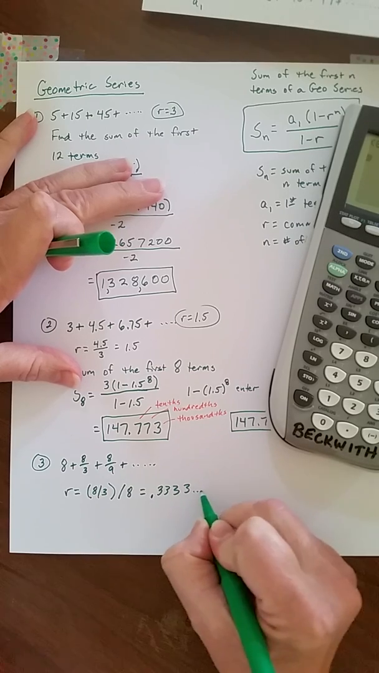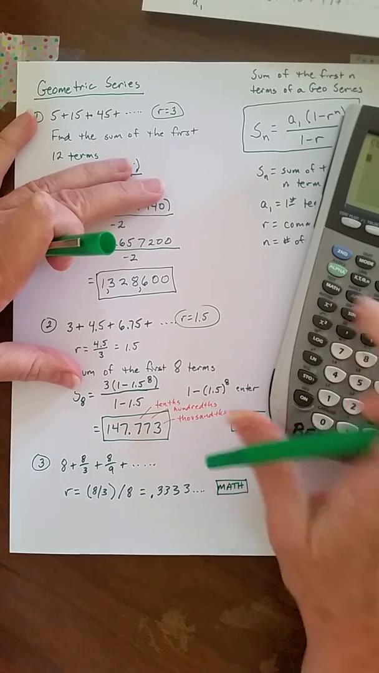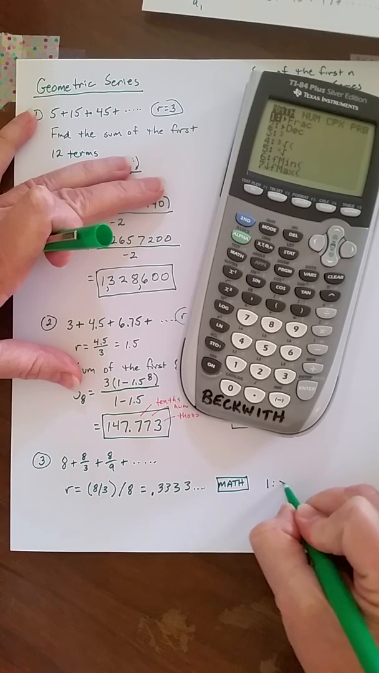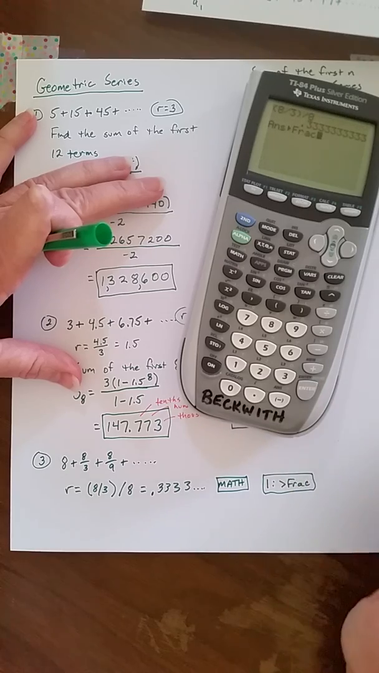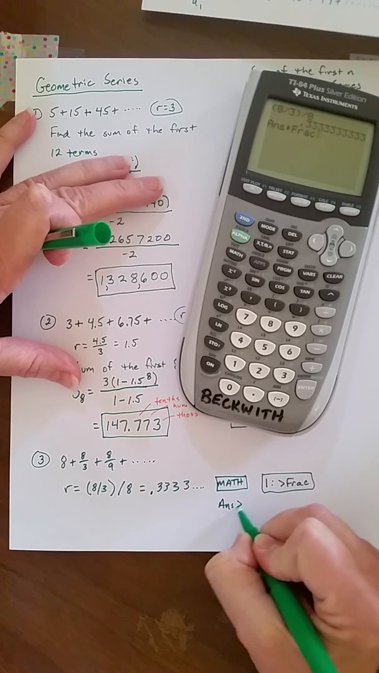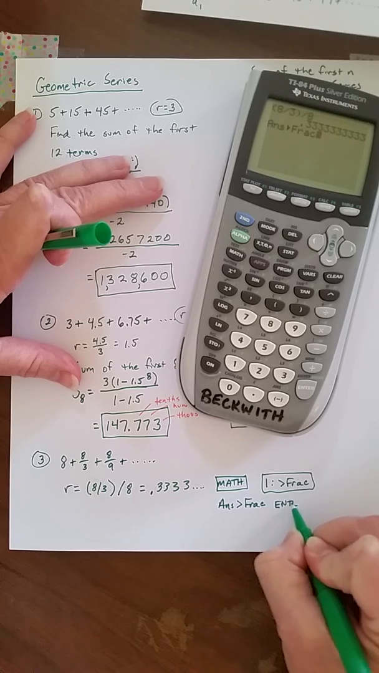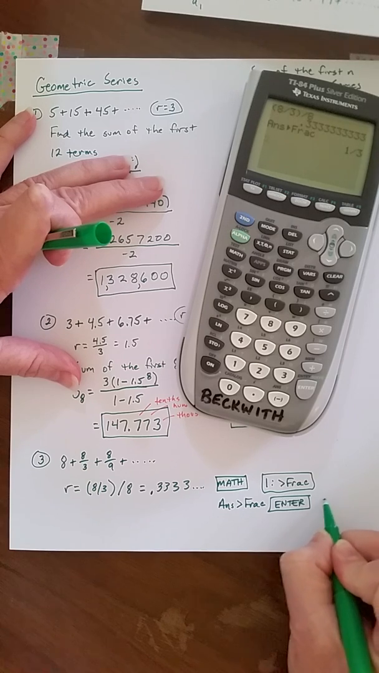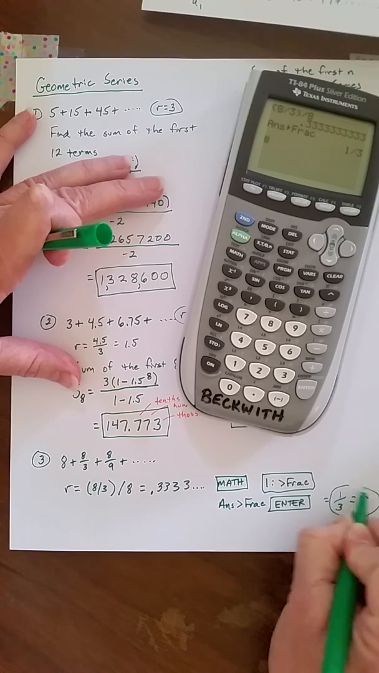What you want to do is hit the math key. Notice number 1 gives me the choice to put my answer as a fraction. Hit that, and then on your readout, you get answer, fraction. That's what I want. So hit enter, hit enter, and it gives us 1/3. That's what we're going to want to use for r. Our ratio for this is 1/3.